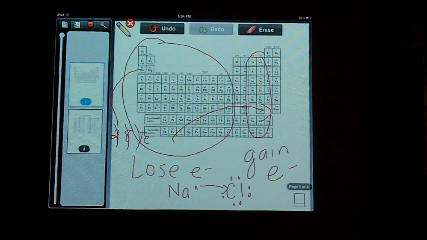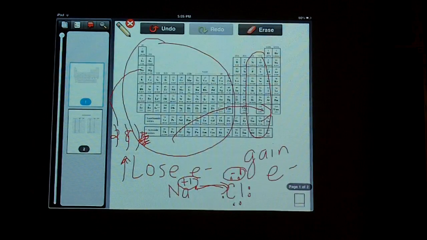So if it loses that outer electron, it is down to 8 also. And that is what makes it stable. So this gives Cl a -1 charge because it gains, and it leaves the sodium a +1 charge. All right, so with an ionic bond, we have complete transfer of electrons from one atom to another. Because we have complete transfer, we have complete and opposite charges.